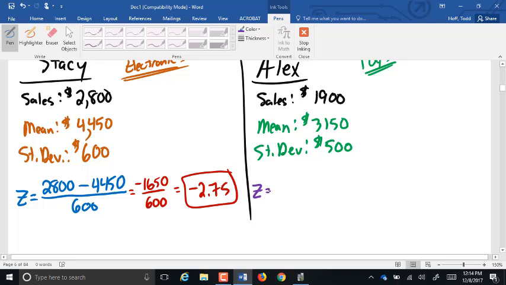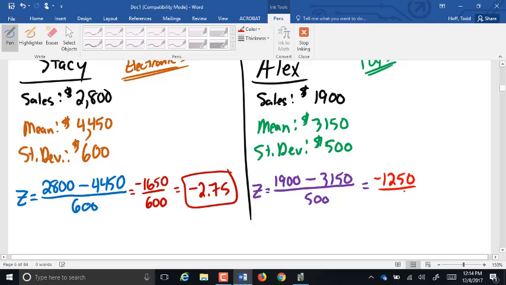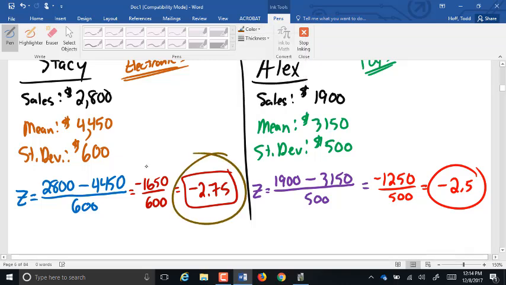Let's look at Alex. What do we do to find Alex's Z-score? Same thing. Alex's sales of 1,900 minus the mean of 3,150 divided by the standard deviation of 500. So 1,900 minus 3,150 is a negative 1,250, divided by 500 is a negative 2.5. That is only 2.5 standard deviations below the mean. They are both pretty poor, but Stacy's worse. Negative 2.75 is below negative 2.5. So I think Stacy's gone, and I think we're in a desperate search to replace Alex as soon as possible.